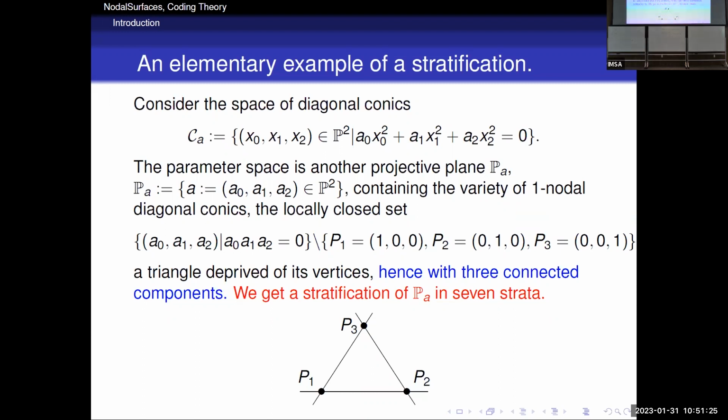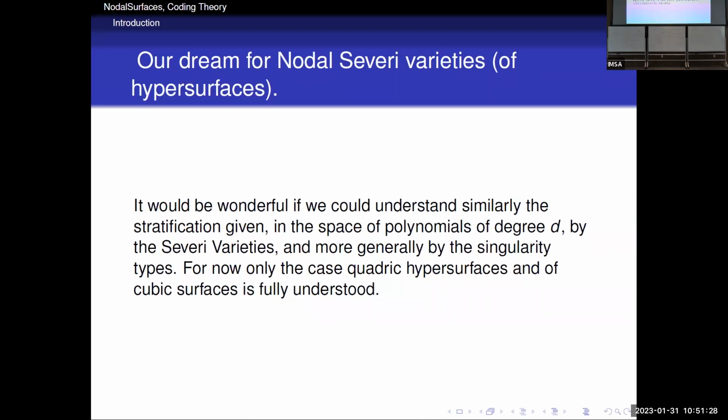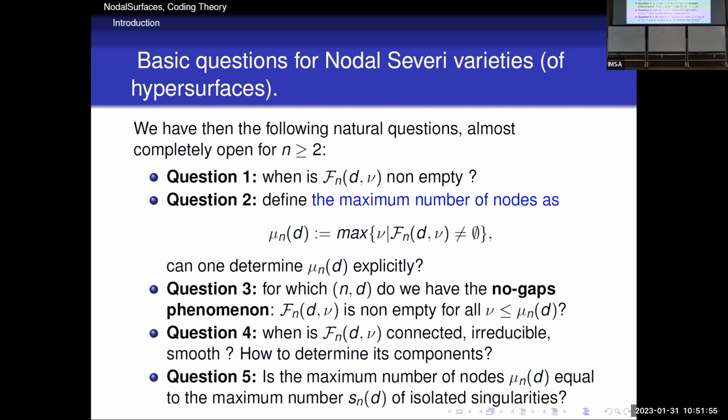Well, that's hard, but as a dream, it would be wonderful if we could understand similarly the stratification given in the space of polynomials of degree d by the Severi varieties, and more generally by the singularities. Up to now, we understand quartics and cubic surfaces. Already for cubic hypersurfaces, there are interesting open questions. So, framing somehow the basic questions, which are wide open already for dimension 2.